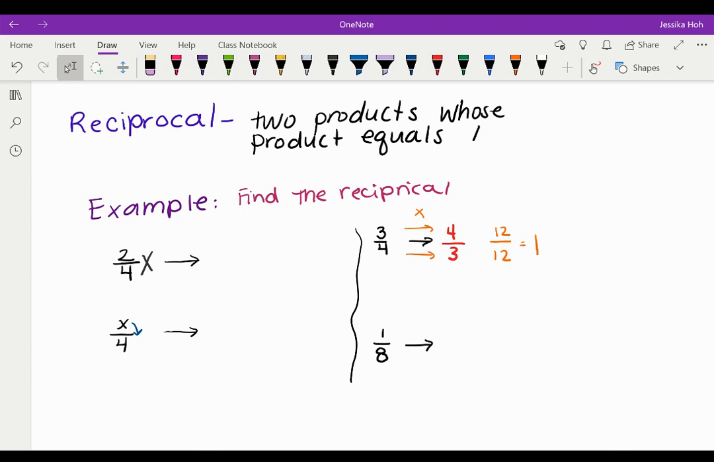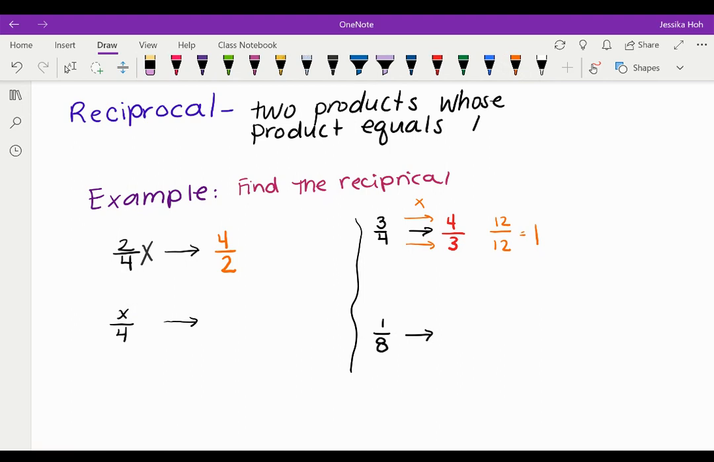All right, let's continue with 2/4 x. The reciprocal of 2 over 4 x would be 4 over 2. For x over 4, I can rewrite it as 1/4 x. It means the same thing. It's a little easier to see and visualize it. So the reciprocal of 1/4 x would be 4 over 1. And lastly, 1/8, the reciprocal of 1/8 would be 8 over 1.